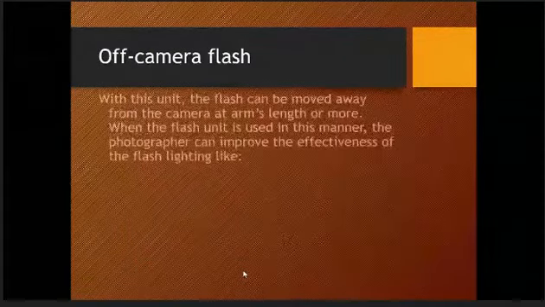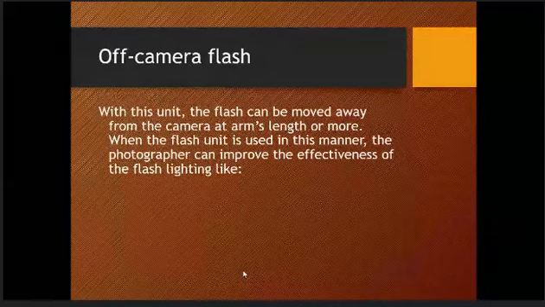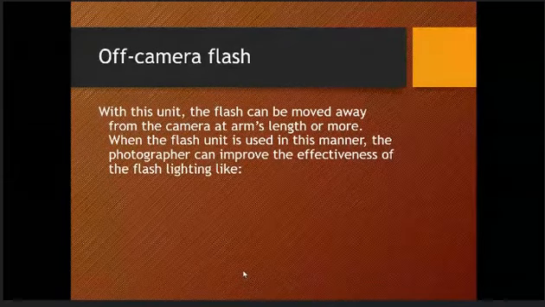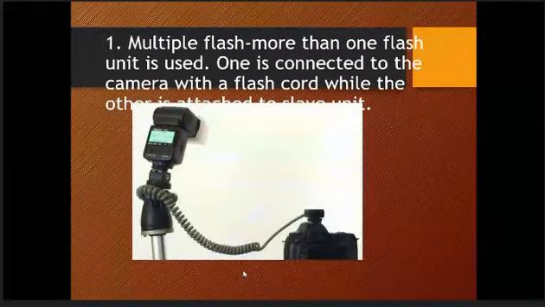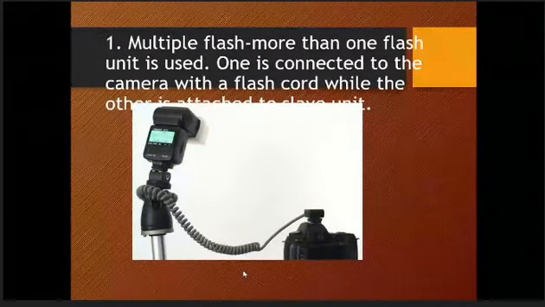Then we have what is called off-camera flash. This flash unit can be moved away from the camera, at arm's length or more. For example, multiple flash, where more than one flash is being used.